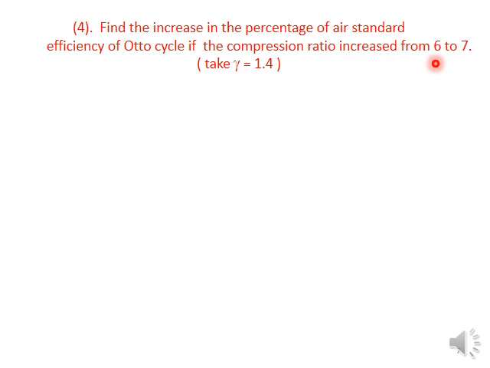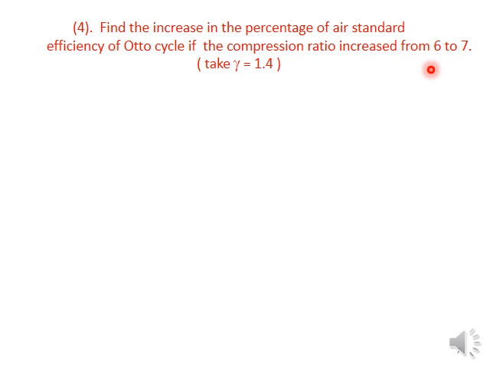We know that if the compression ratio is increasing, automatically the air standard efficiency also increases. In this question, by what percentage is it increased when the compression ratio is increased from 6 to 7. So first calculate the air standard efficiency for the compression ratio of 6, and next for the compression ratio 7, and next compare how much change there is in the efficiency between 6 and 7.